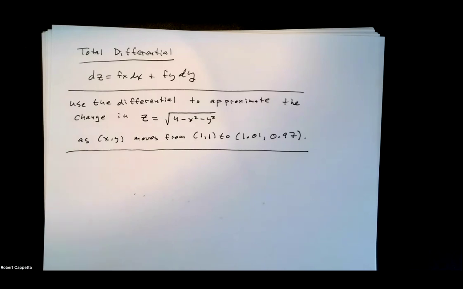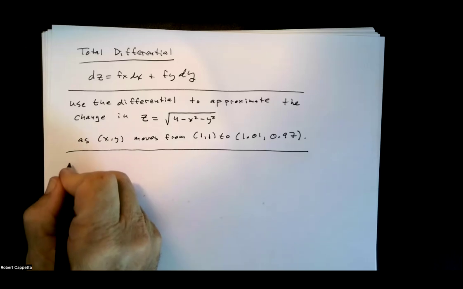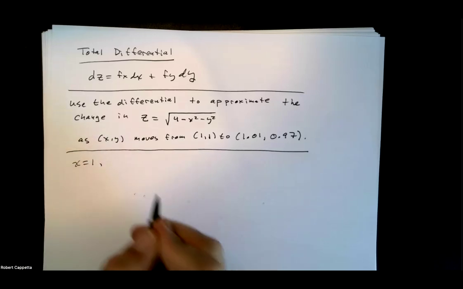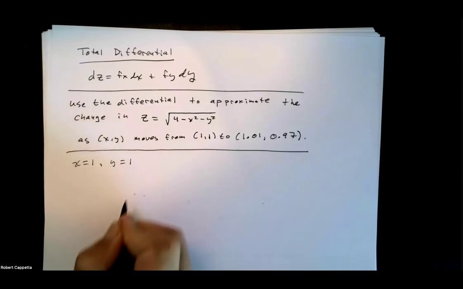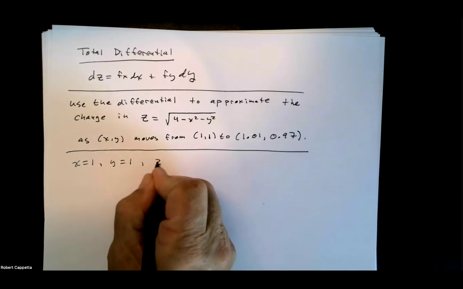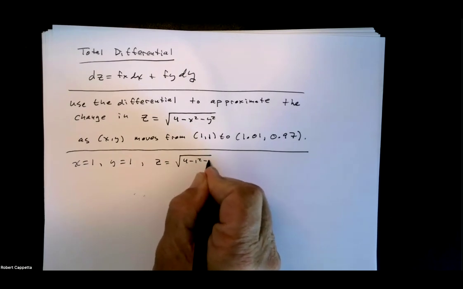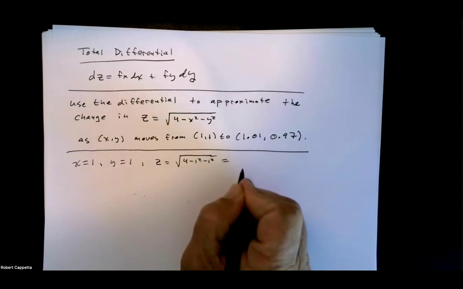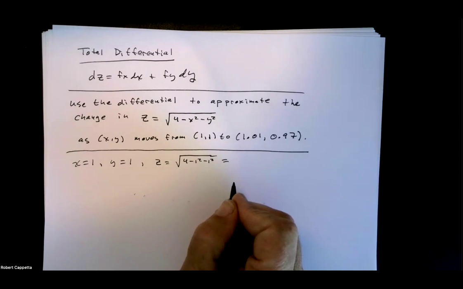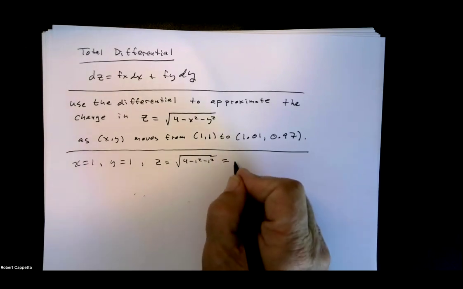Now we want to use that differential to approximate the change in z, so dz or delta z, as xy moves from 1, 1 to 1.01, comma 0.97. So certainly my original x is 1. My original y is 1. My original z is root 4 minus 1 squared minus 1 squared. So 4 minus 2 is what? Root 2. So we have that as our original z.